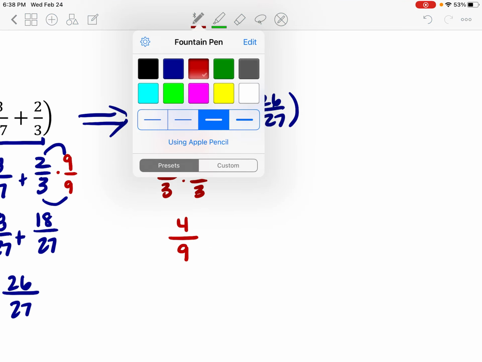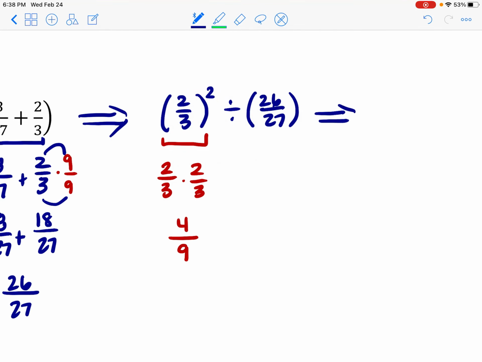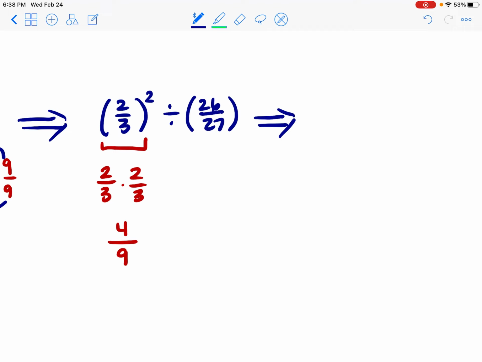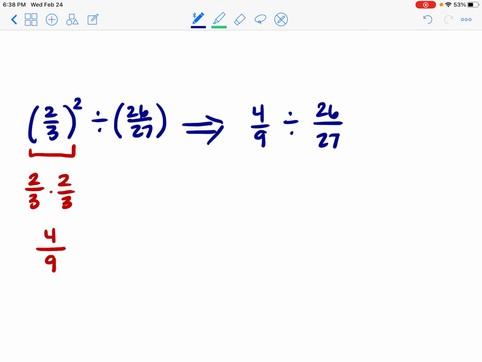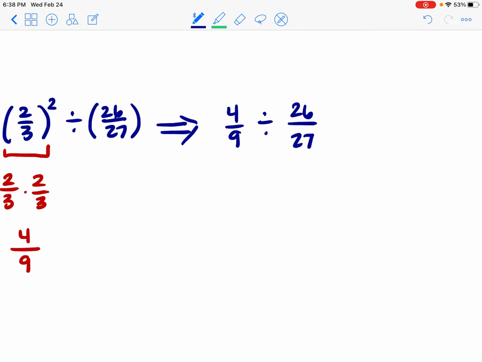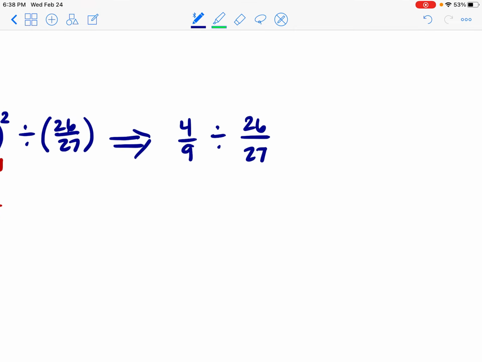Okay, so let me carry this over again. You can see how some of this gets a little messy. The 2/3 squared becomes 4/9. And so we have 4/9 to divide by 26/27. And so now to divide fractions, we multiply by the reciprocal. So we are going to make this 4/9 times 27/26. And again, I can see some common factors here.